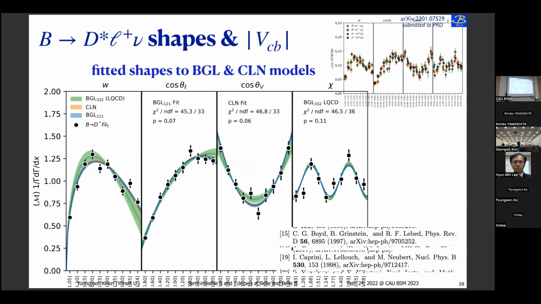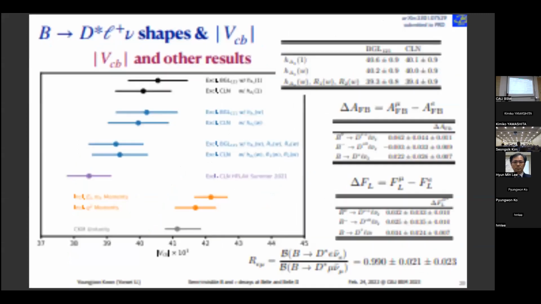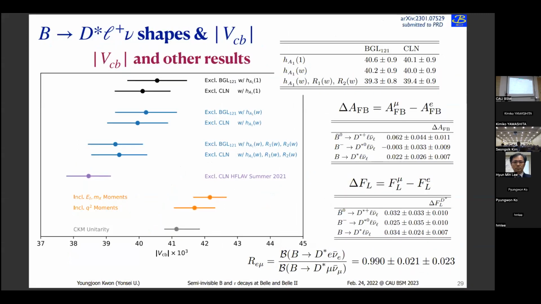Then we take the average of each four points and obtain these data points here in four different variables. Then we fit this against the theory parameterization. For this, we use both the BGL, Boyd, Grinstein, and Lebed, or CLN, Caprini, Lellouch, and Neubert models. So these narrow blue and orange bands are the BGL and CLN models. And this wide green band is just the lattice QCD predictions. So they seem to be consistent with each other. So from this, we extract the Vcb value.